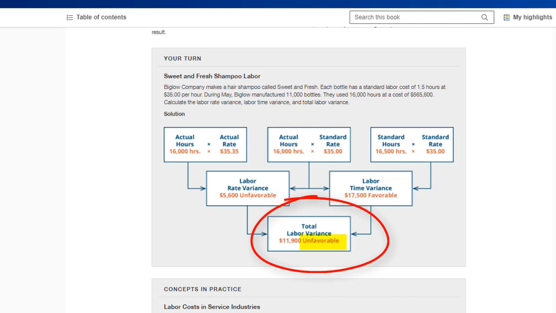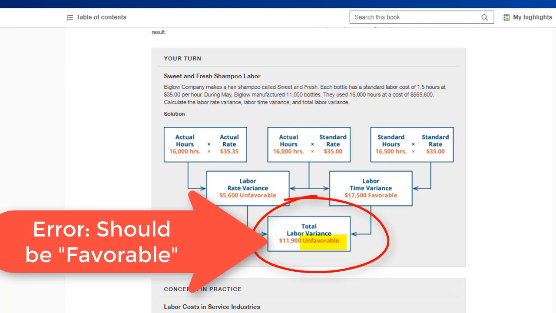If you look at the box at the bottom of this Your Turn picture, it says that in total, you varied from your original budget by $11,900 in an unfavorable way. But you didn't vary in an unfavorable way. You varied in a favorable way because you underspent your budget. The word unfavorable should say favorable.